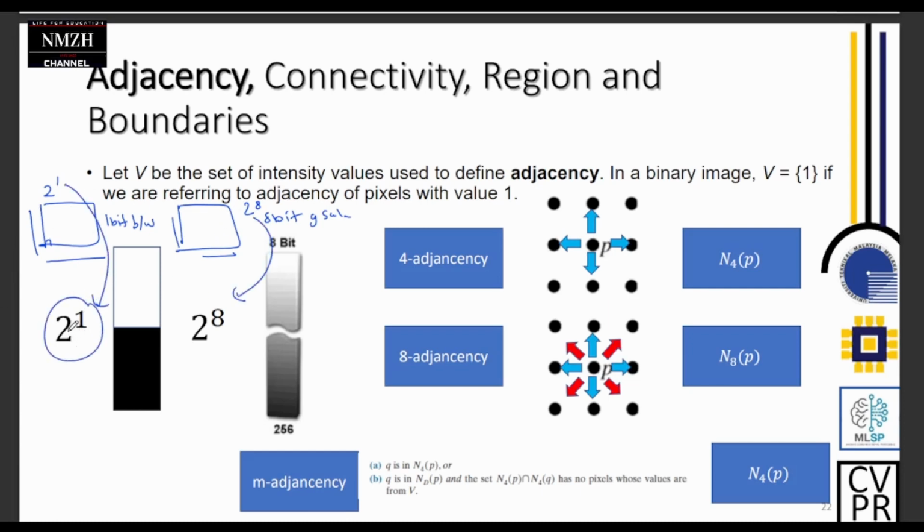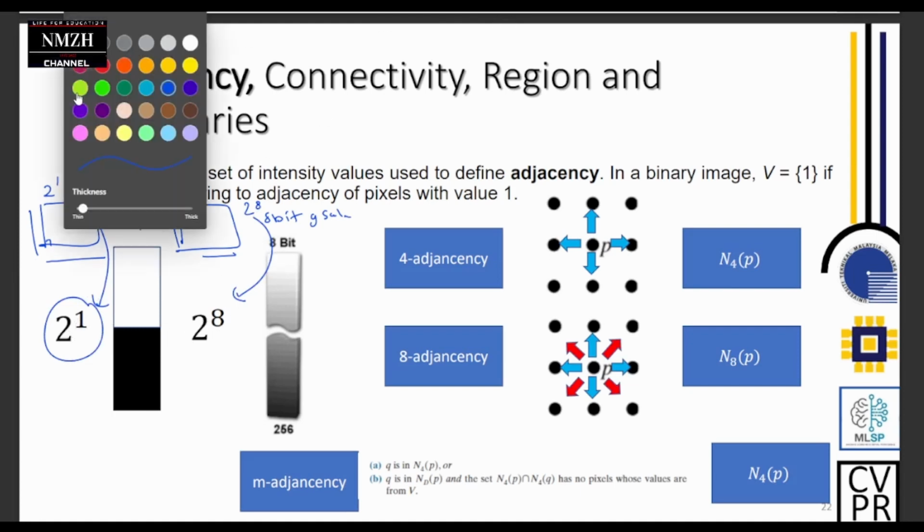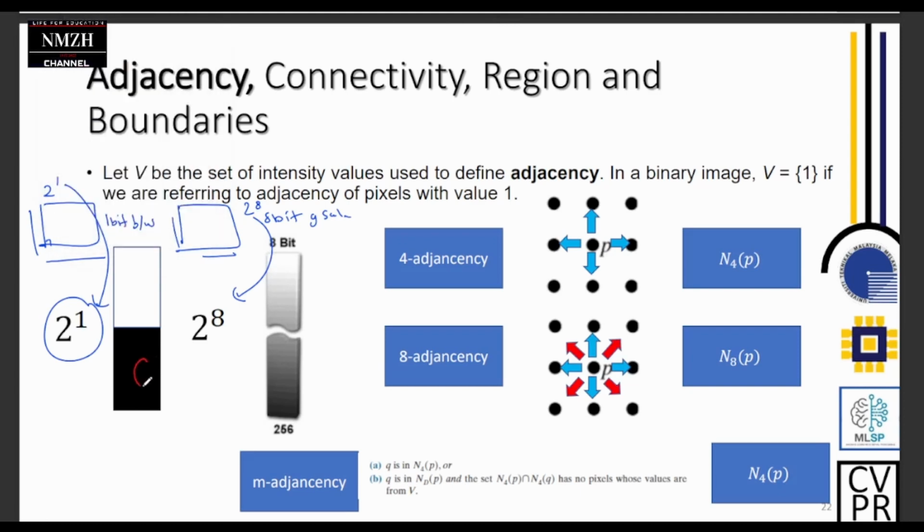Likewise, this is 2 power 1, meaning the value for each pixel only has 0 and 1. So there are only 2 values. For this one, we have 0, 1, 2, 3 until 255. So there will be 256 values in that range of intensity. That is the difference between these two.